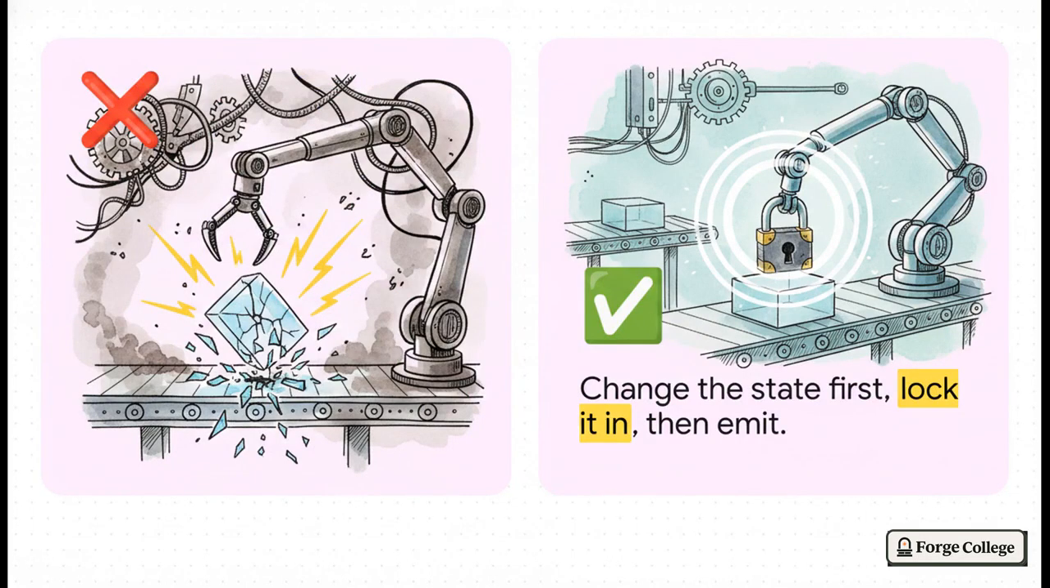To really show why this ordering matters so much, let's look at the wrong way first, which is emitting the event before you actually change the state. It's kind of like sending out change of address cards to all your friends and family before you've actually signed the lease on your new apartment. If that lease falls through, you have just created a massive, confusing mess for everyone. In Solidity, emitting early is just a recipe for time-traveling data bugs. The right way? You change the state first, lock it in securely, and only then do you emit the event.